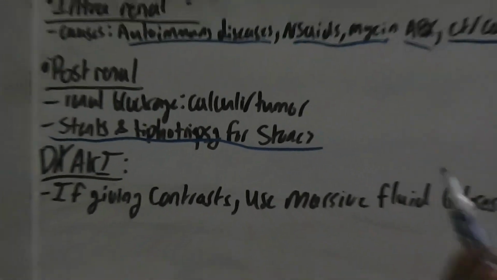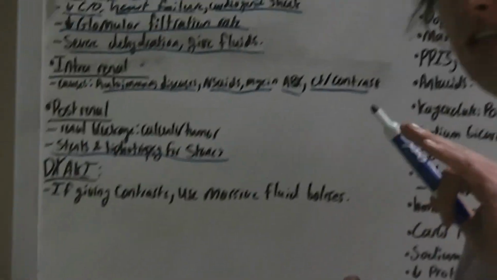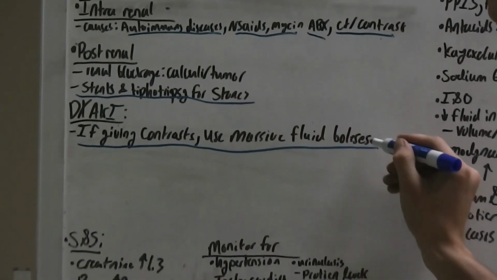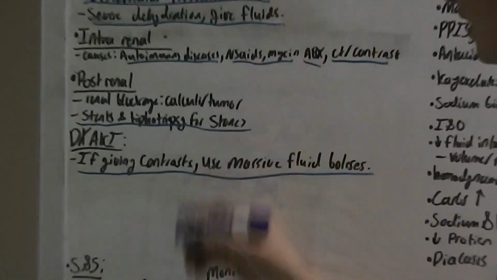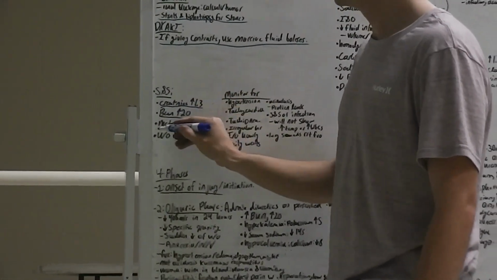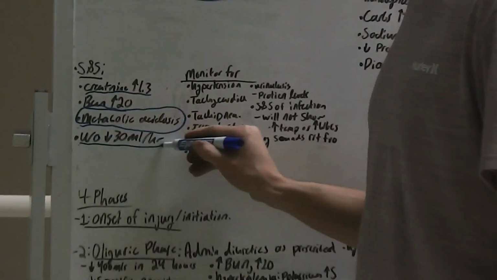Now, the diagnosis for acute kidney injury, the only thing that she said about it in the PowerPoint was, if giving contrast, use massive fluid boluses. Now, the signs and symptoms of an acute kidney injury are creatinine over 1.3, BUN over 20, metabolic acidosis, and urine output under 30 milliliters an hour.